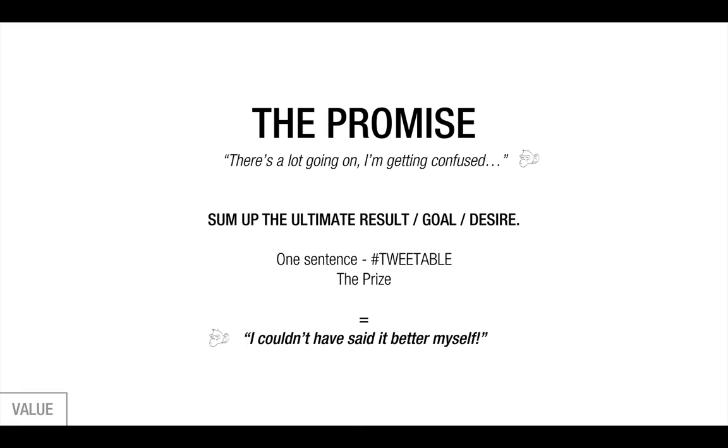Then you want to get to the promise, because at this point, the monkey has a super short attention span. It's thinking, God, there's so much going on here. I'm getting confused. So we've got to sum it up. Ultimately here, what you're talking about is becoming a key person of influence in your industry. Bang, one sentence, tweetable, the prize. If it comes to the LAPS challenge, it is to be able to increase your sales by 20%, bam. And then the monkey goes, huh, that's exactly what I want. I couldn't have said it better myself. That's what you want the monkey saying. And you kind of want that to be true, that they couldn't have said it better themselves, because they haven't spent the time thinking about the prize and that key outcome as much as you have. So this is very much your 7 Habits of Highly Effective People, the 4-Hour Work Week, anything that really sums up the promised land.